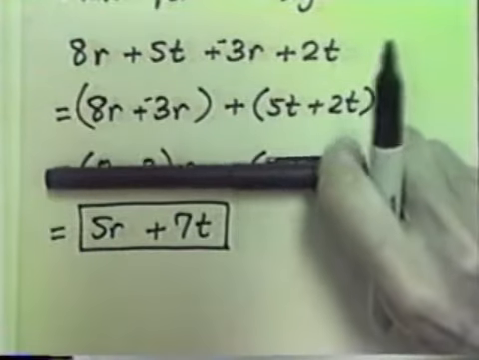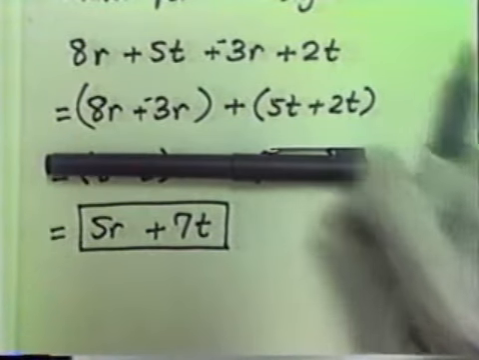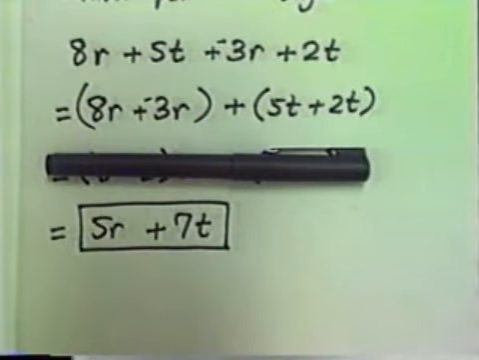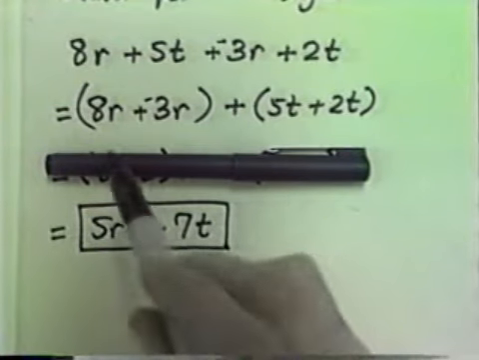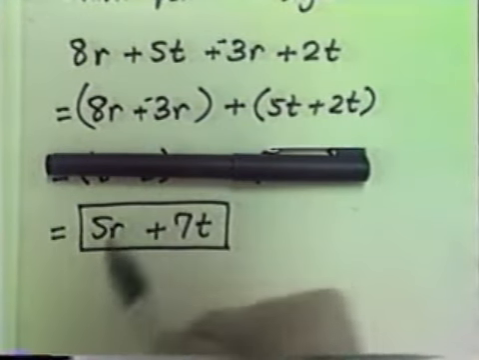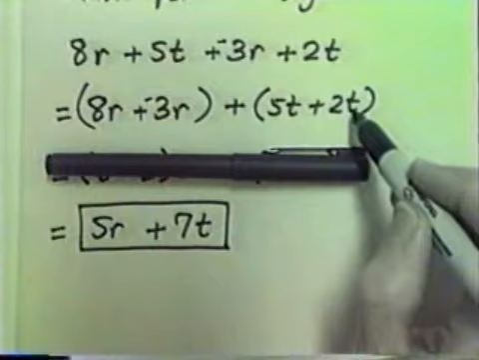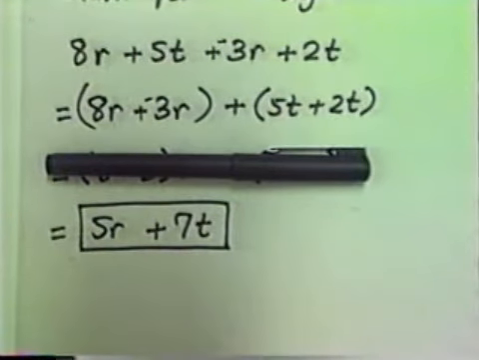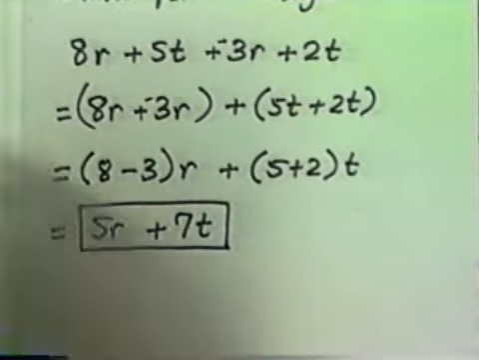Let me see if I can cover it up a bit. Leave out that third line and come up directly with the answer. So you would say, add 8r and negative 3r, I would get 5r. Add 5t and 2t, I would get 7t. And so the steps you would take probably would be only these. Let's take another example and simplify it.